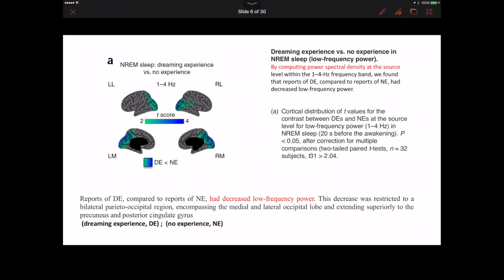So what are the findings? Well, the prediction was that dreaming should be associated with a decrease in slow wave activity, namely between 1 and 4 hertz. And that is exactly what happens. You can see here in posterior brain regions, there is a decrease in the slow wave activity. And it's restricted really to posterior brain regions. Here's the lateral aspect, here's the medial aspect of the hemispheres.